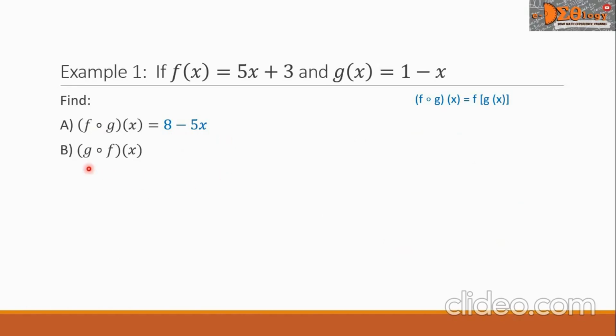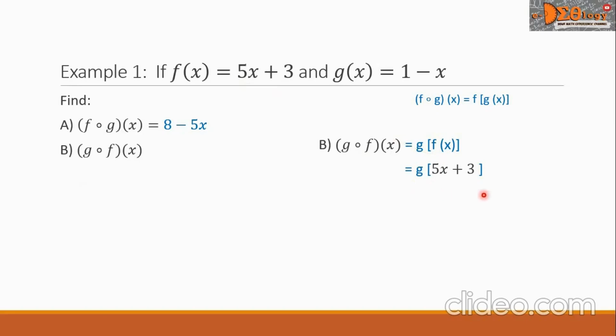We will now proceed with letter B. The g composed with f at x. So we are going to write the g outside, and then f of x will be inside the function. So to simplify this, we will first substitute the value, this 5x plus 3, we will put in here. So we have now the g of 5x plus 3.